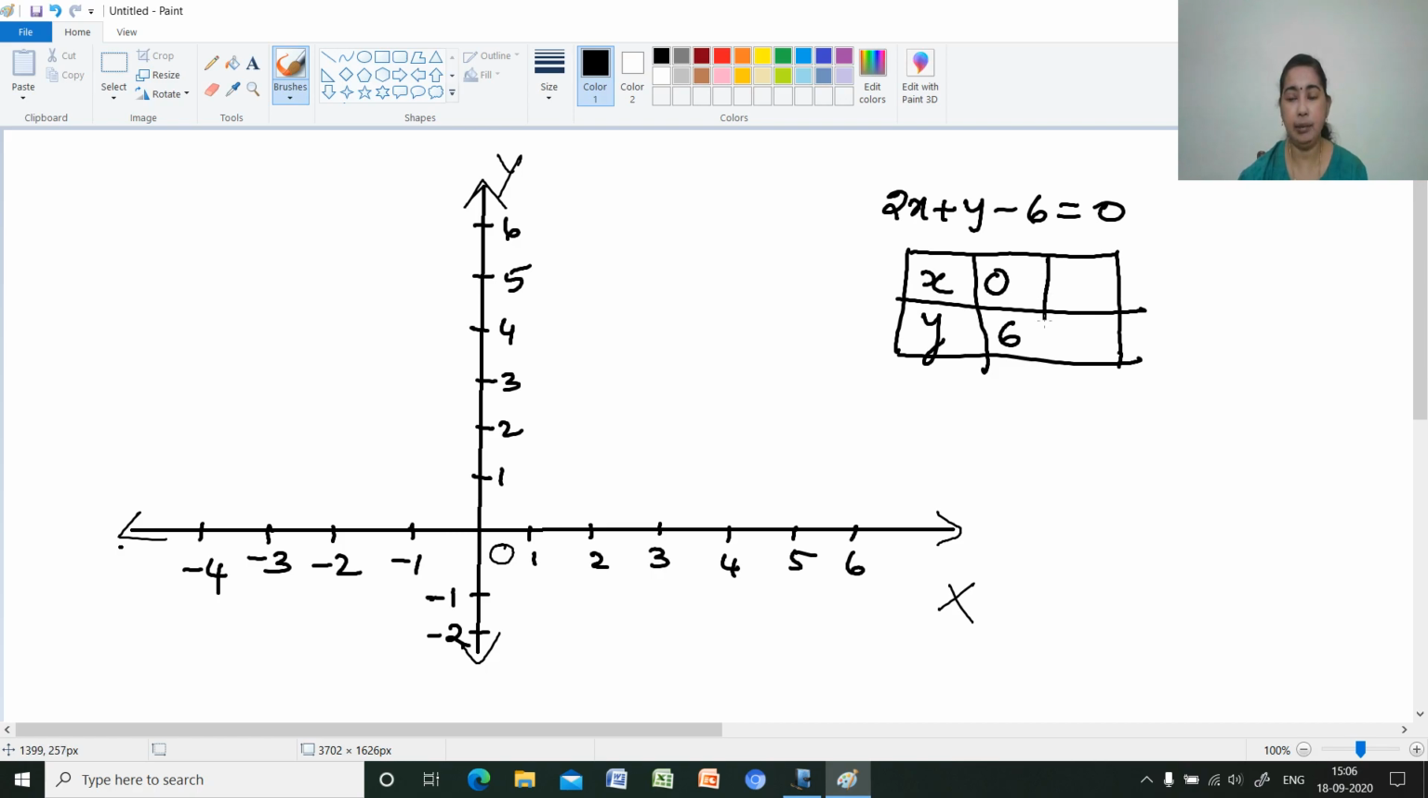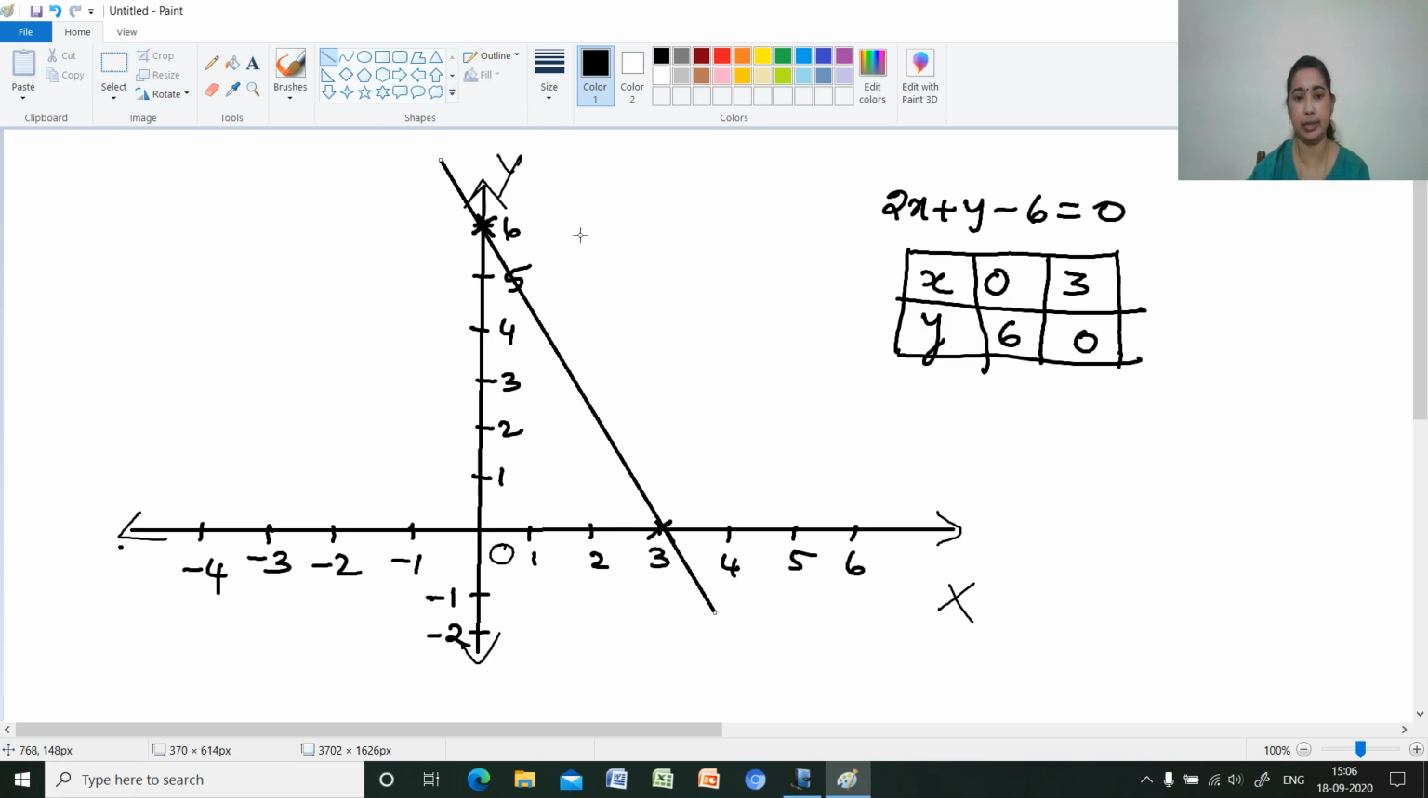Then second I am giving y equal to 0. Y equal to 0 means 2x equal to 6 or x equal to 3. So there I am getting two values. One is 0, 6, that is this point. So 0, 6. And next one is 3, 0 means this is the point. So I can draw a straight line which passes through these 2 points.